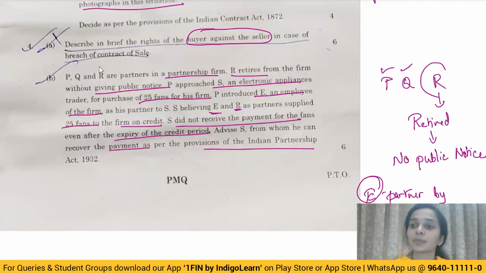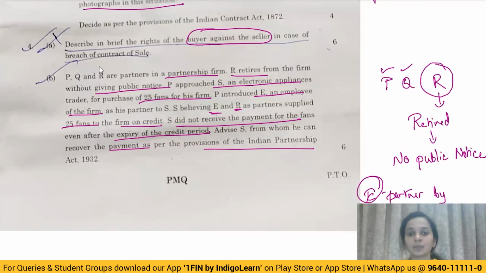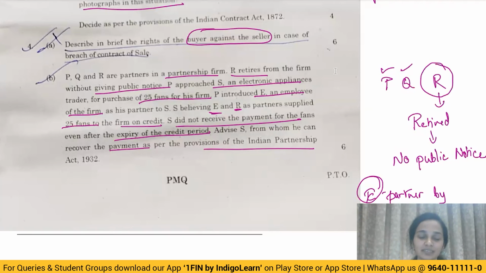R will also be liable because he has not given a public notice of his retirement. A retiring partner is held liable for the acts of the firm till the time he gives the public notice of his retirement. So here in the situation, P, Q, R, and E, all of them would be liable to Mr. S. Moving on to the next question.